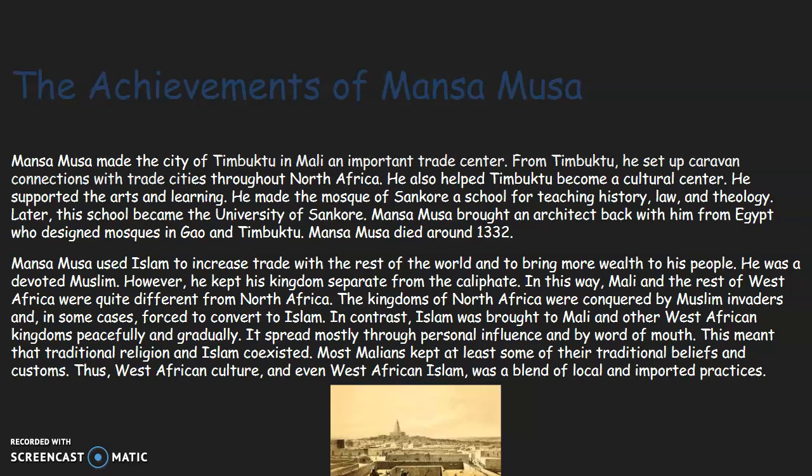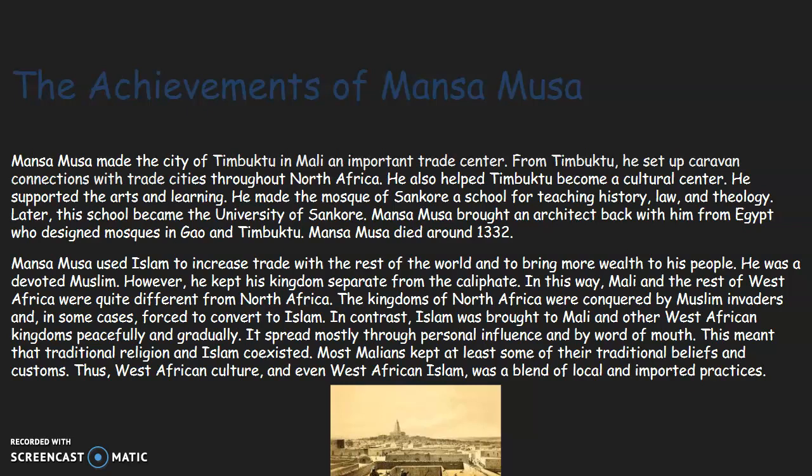He made the mosque at Sankore a school for teaching history, law, and theology. Later, the school became the University of Sankore. Mansa Musa brought an architect back with him from Egypt who designed mosques in Gao and Timbuktu. Mansa Musa died around 1332. Mansa Musa used Islam to increase trade with the rest of the world and to bring more wealth to his people. He was a devoted Muslim.